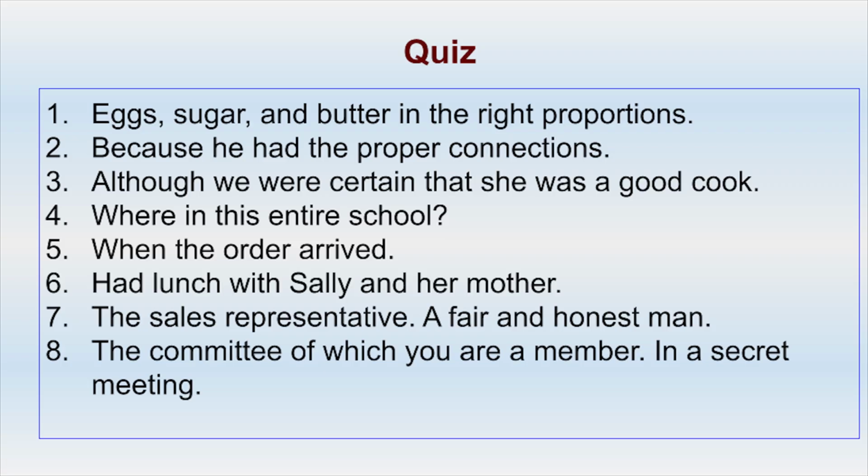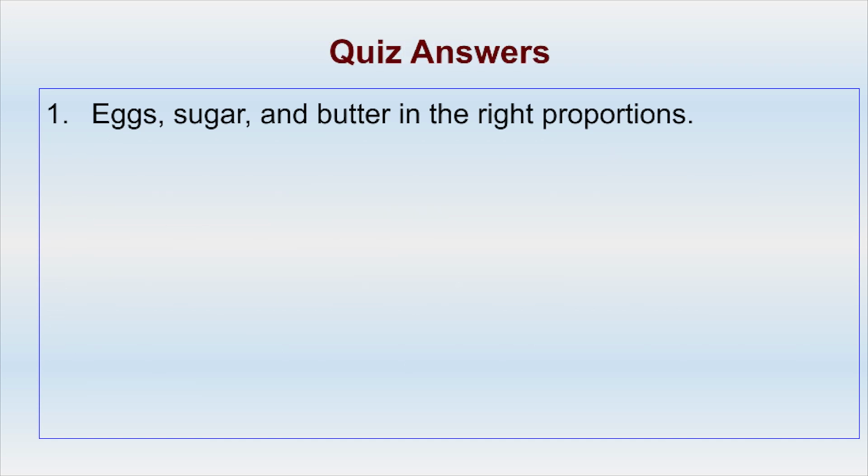Now for the answers. Remember, you may add your own subject, verb, or phrase to complete the thought. Number 1, eggs, sugar, and butter in the right proportions. There is no subject and verb to explain what these items are for.